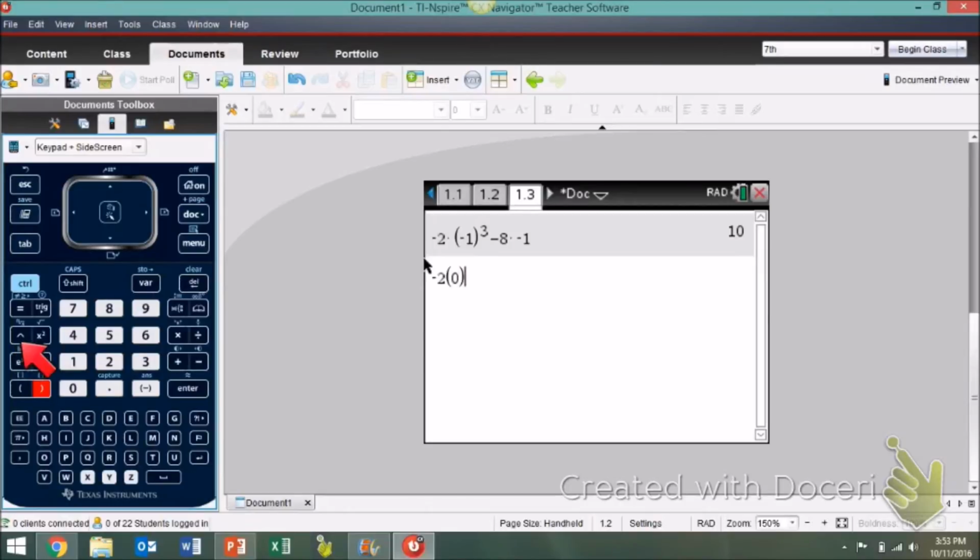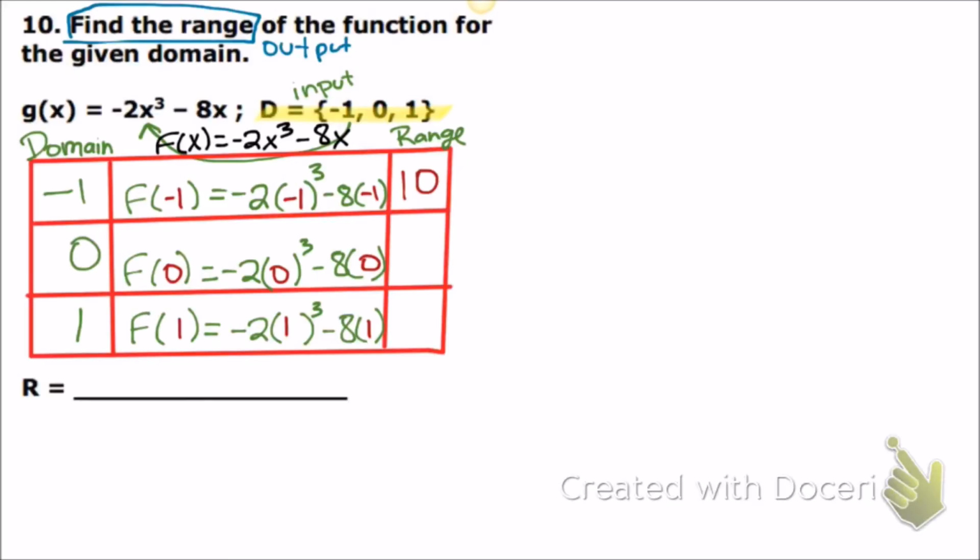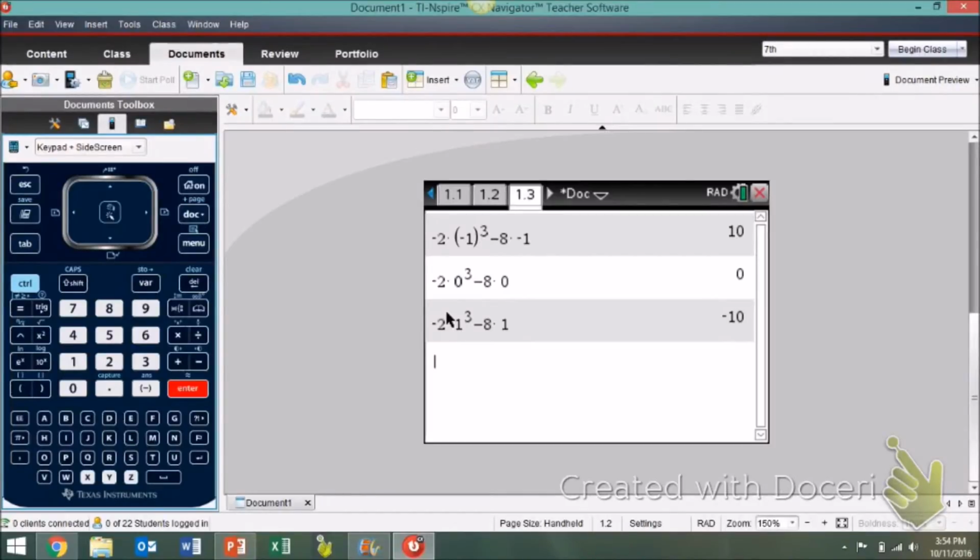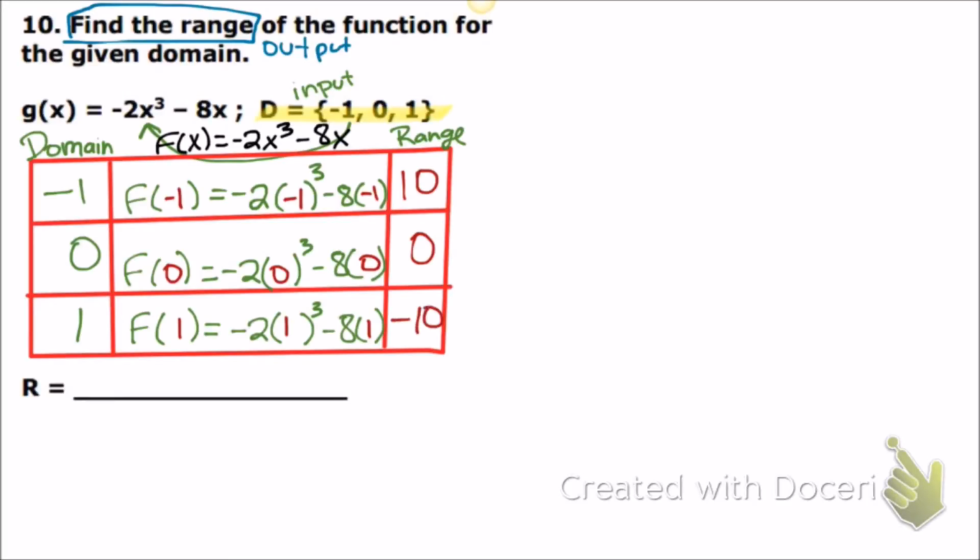Now, you're going to press this key right here for the exponent. And then you need to press this key to get out of the exponent. Minus 8 parentheses 0, close parentheses. And we get 0. Let's do the last one. And we get negative 10. So remember, least to greatest, negative 10, 0, 10, and that's my range.